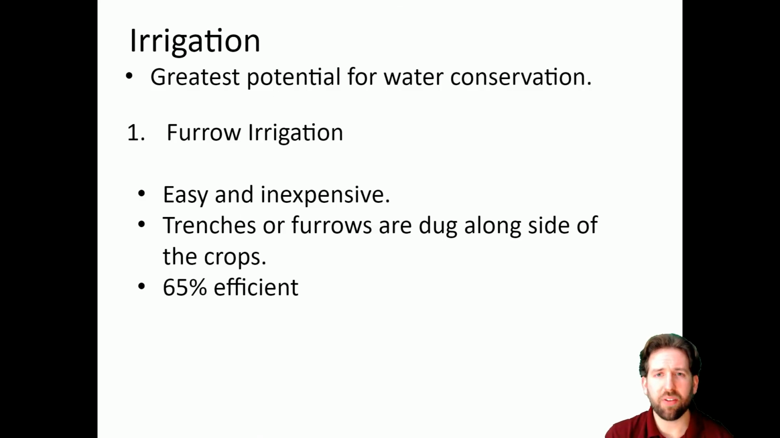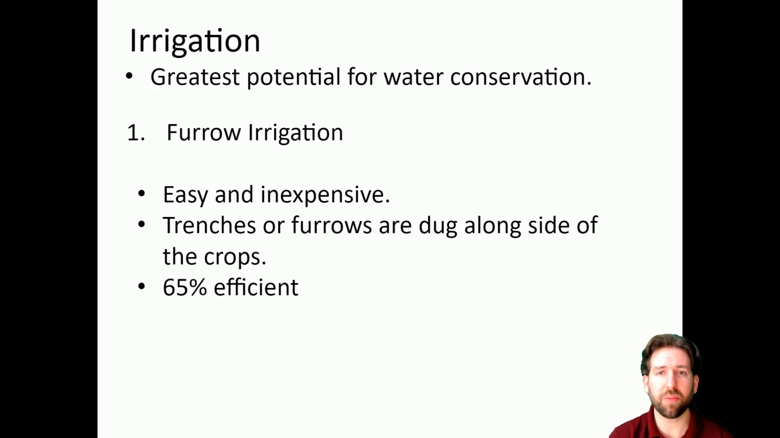Going back to agriculture, irrigation plays a big part in how much water is used, and it is the greatest potential thing for conserving the water that they use on a regular basis. So the first way we're going to look at irrigation is furrow irrigation. It's easy and inexpensive. All they do is make trenches or furrows along the side of their crops, and it is approximately 65% efficient.